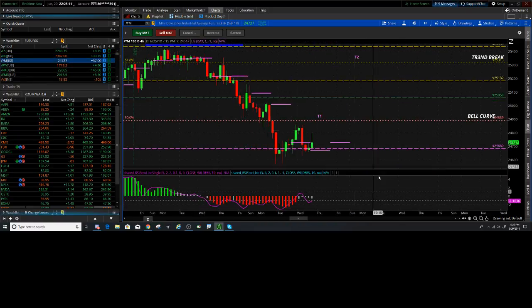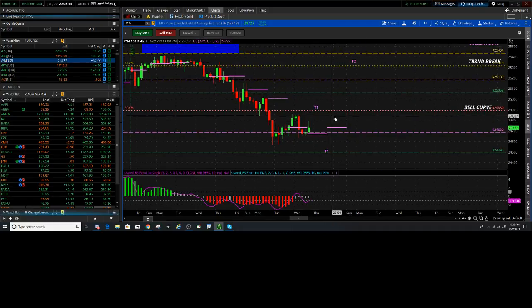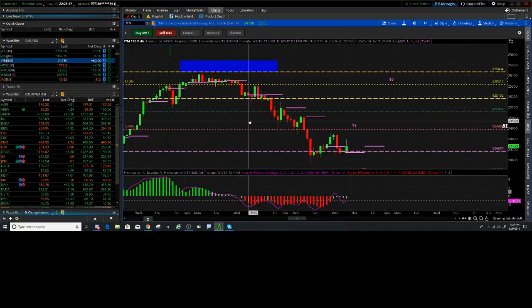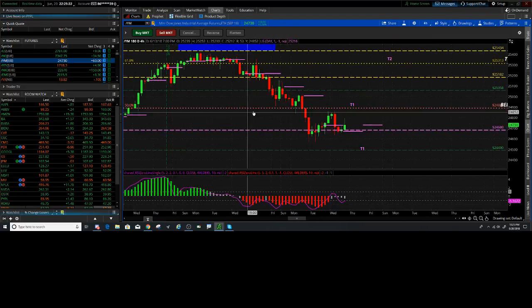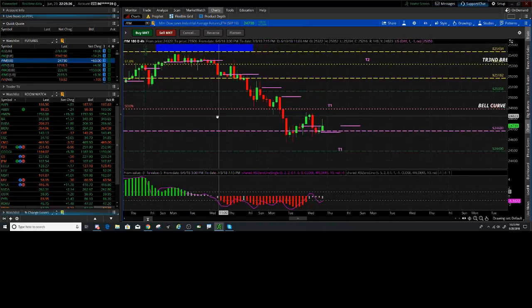All right, YM, Dow Jones, or DIA if you don't trade the futures. Price had a hard time coming up here, floating around the 61.8, broke down, came back to the bell curve, actually broke down below the bell curve. I was actually pretty surprised in this today.